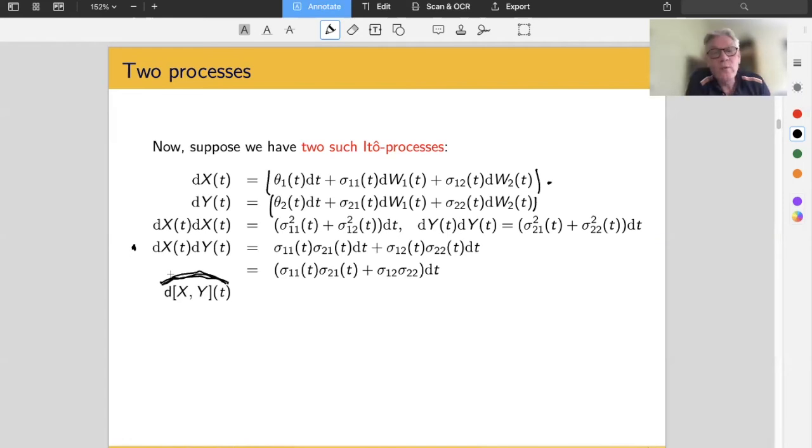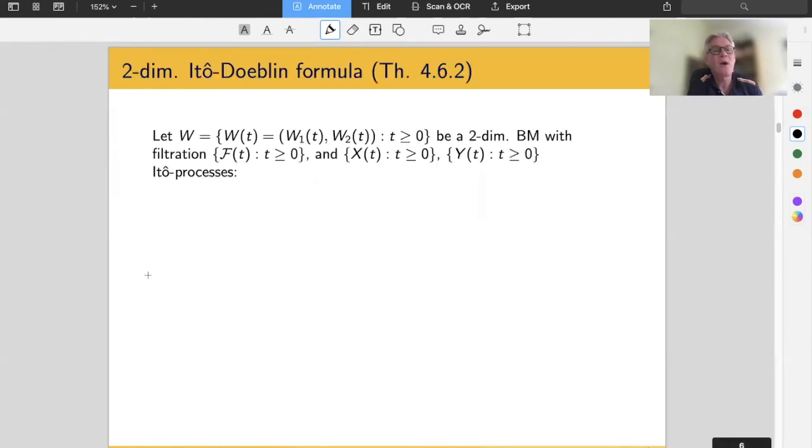So with two of such Ito processes, we have a vector valued form. We can say something about the quadratic variations, and we can say something about the cross variation. Now, how is the two-dimensional Ito-Doeblin formula? Again, that is a straightforward generalization of the one-dimensional case. It's written down in the book as theorem 4.6.2. And let's go over it in some more detail.